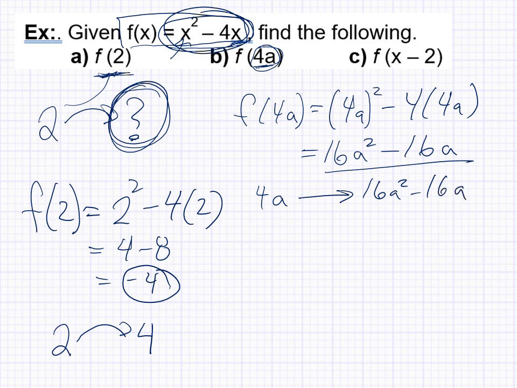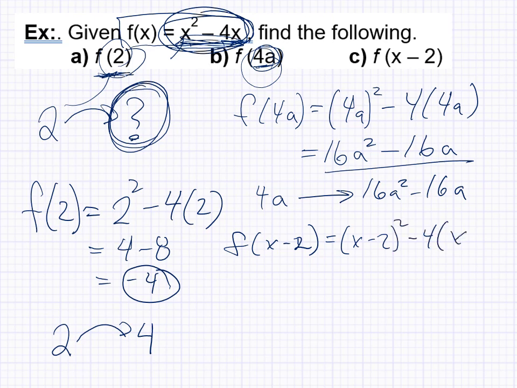Again, if I said find f of x minus 2, okay? Same exact thing. Don't change it. The function is what it is, and whether we're plugging in 2 or 4a or anything, we should do the same thing. Square it, minus 4 times that value.